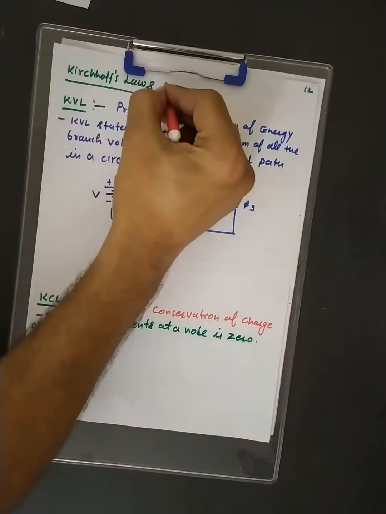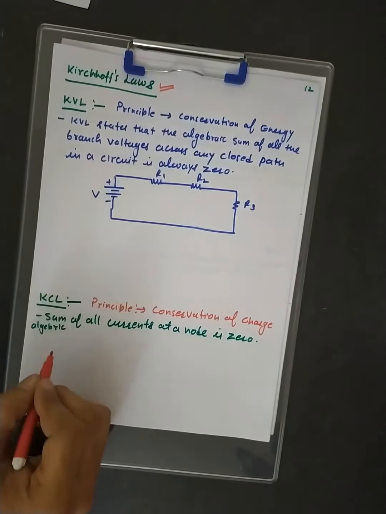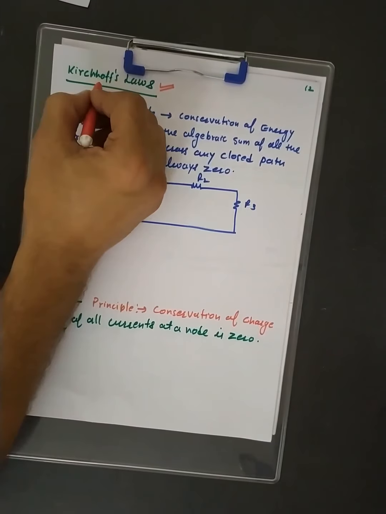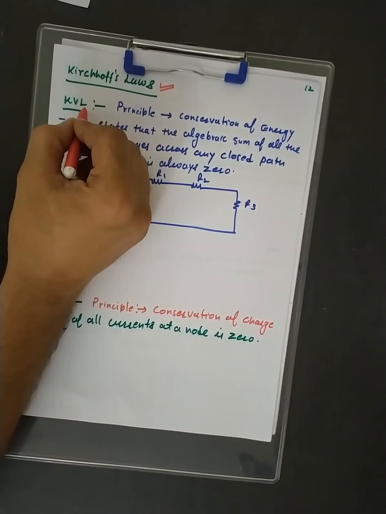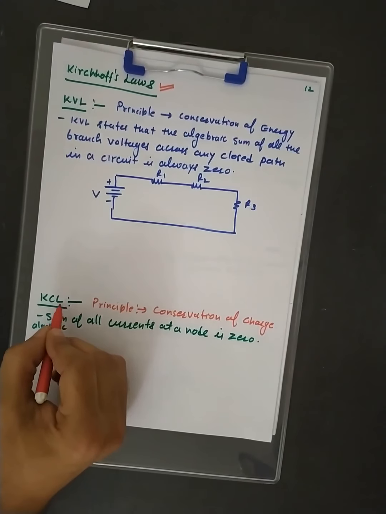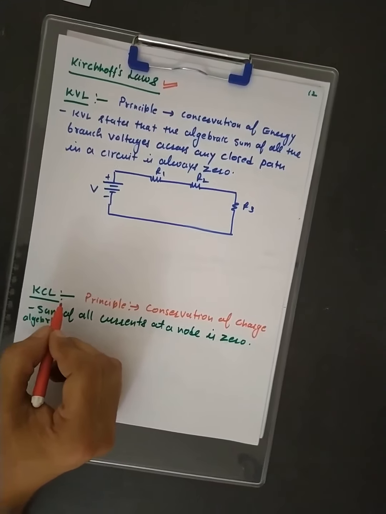Now the Kirchhoff laws. You already know there are two laws given by Kirchhoff, that is KVL, Kirchhoff voltage law, and KCL, that is known as Kirchhoff current law.